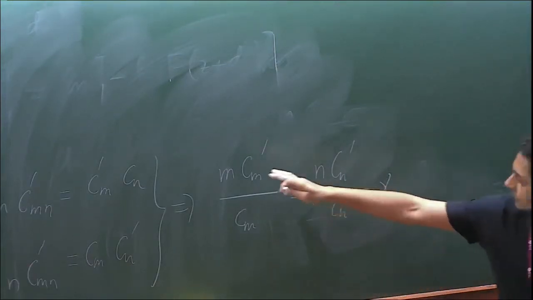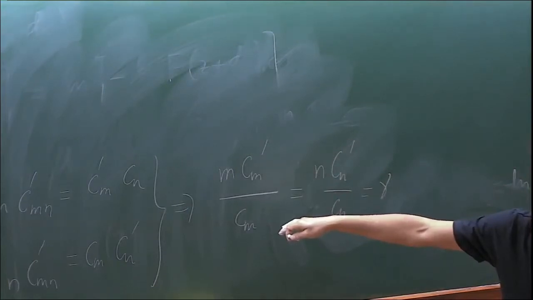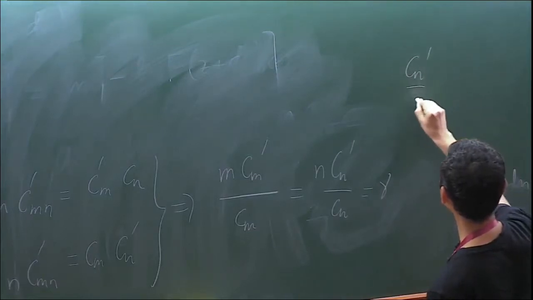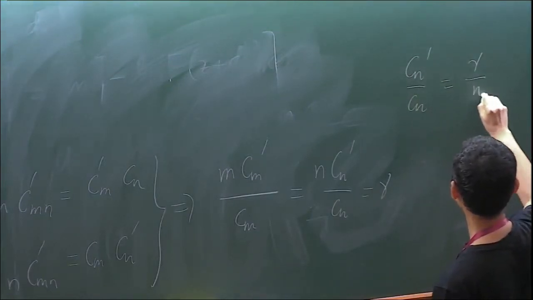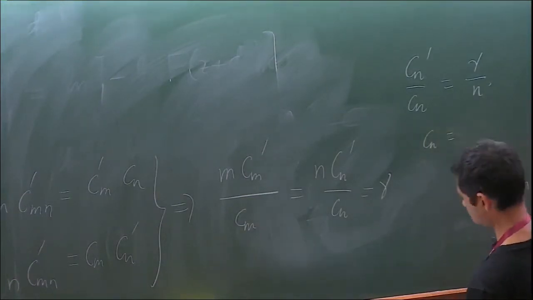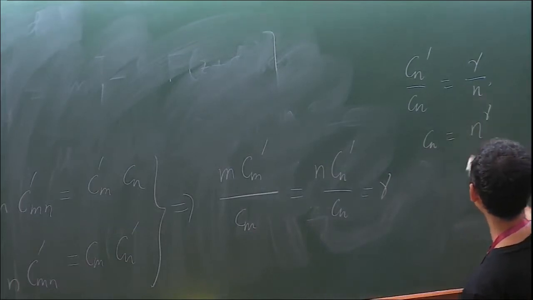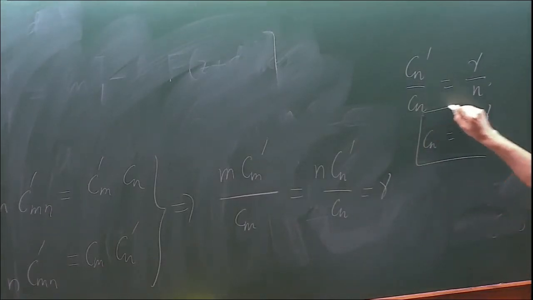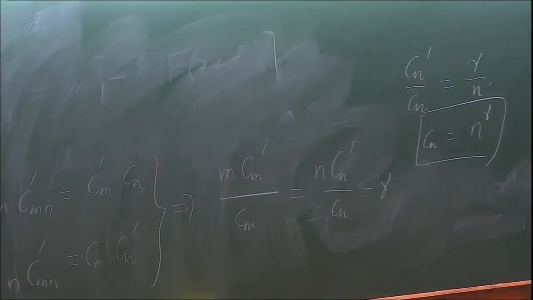But then you can solve this equation, right? So what is the solution? This is C_n' by C_n is equal to gamma by n. Therefore C_n is equal to n to the power gamma. Of course, you can have some proportionality constant, but you can just absorb that in the distinct variable. So this is the solution you have.